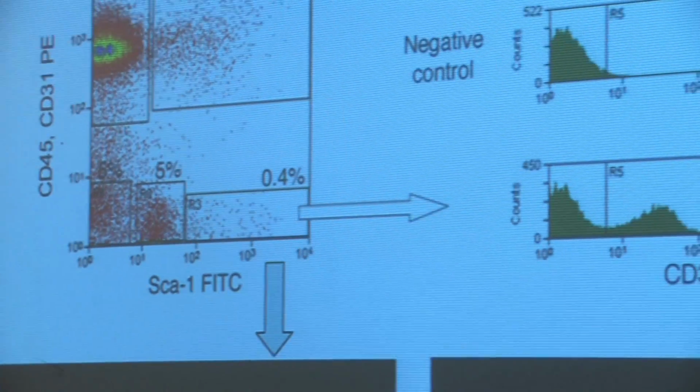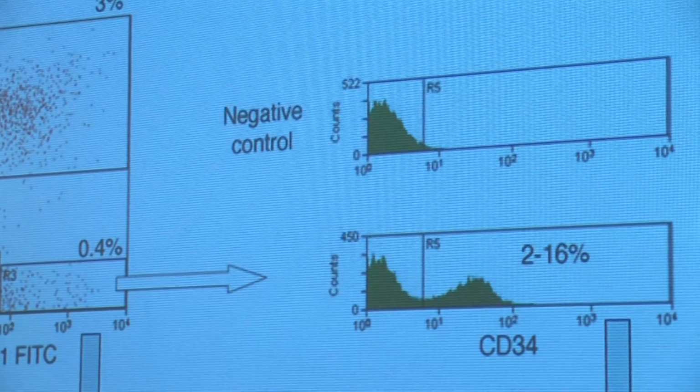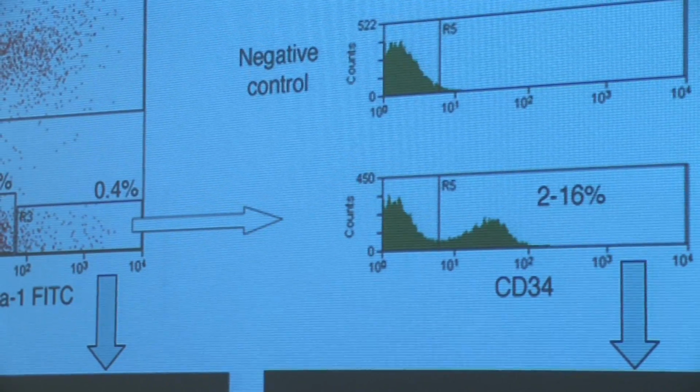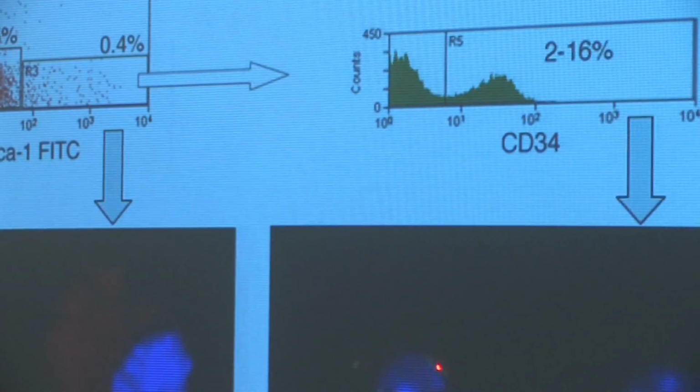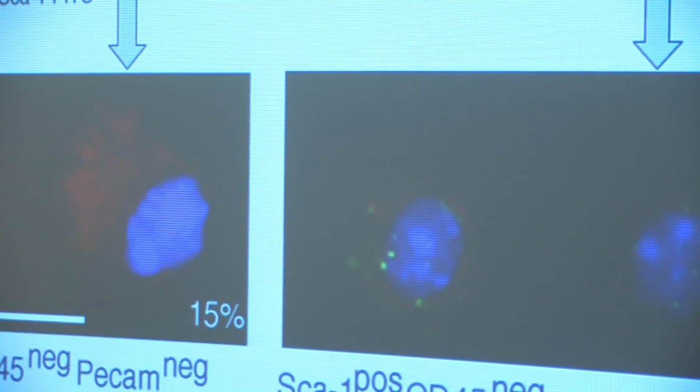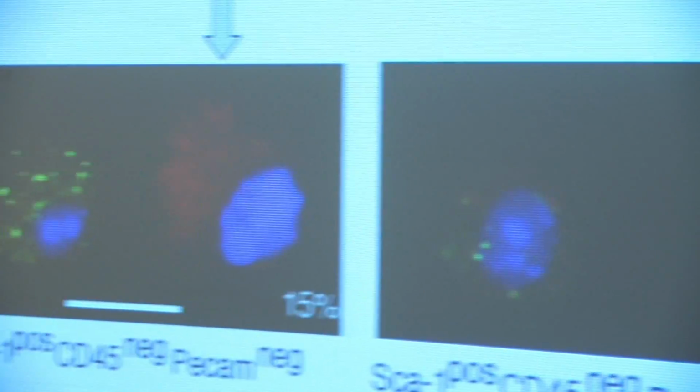We also found that if we take the cells that are positive for SCA1 and another marker, CD34, that we can even better purify for the cells with the two lung markers. And here we never found ciliated cells, and we only found these cells that were positive for both CCA and SPC.